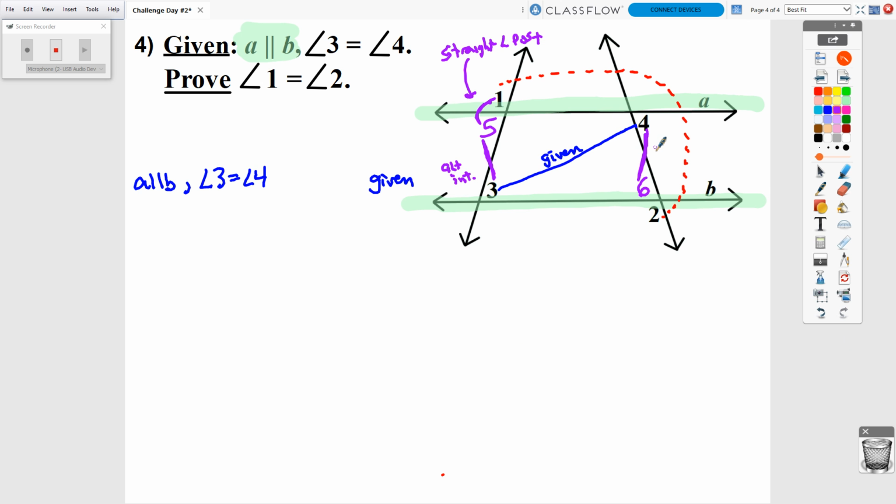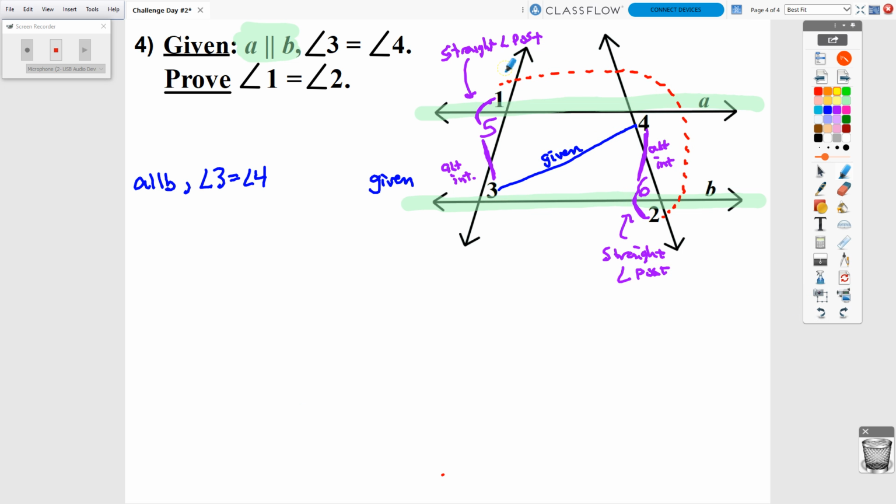So 4 and 6, again, alternate interior, and they're based on parallel lines A and B, so solid connection, we'll know they're equal. And then 2 and 6, once again, straight angle postulate. All right, so now if we look here, I've connected 1 to 5, 5 to 3, 3 to 4, 4 to 6, 6 to 2, which will completely get me all the way back around to angle 1. There is my game plan. Now I just need to write it all out.